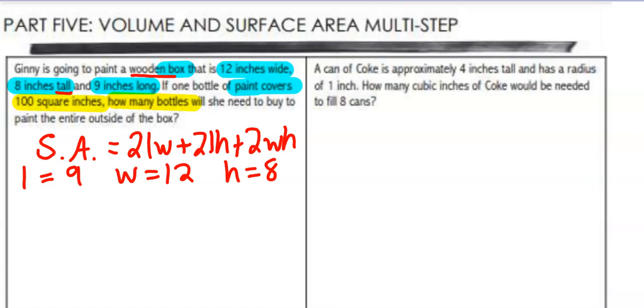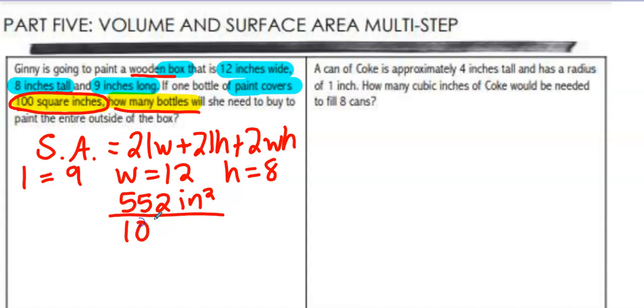So that means that it's going to take 552 square inches to paint this box. But the question isn't how many square inches are there to paint the box, it's how many bottles. And I know that each bottle covers 100 square inches. So for this one, we're going to figure out how many times 100 goes into 552. And if we do the math here, 552 divided by 100 is going to be 5.52. Now this answer is bottles.